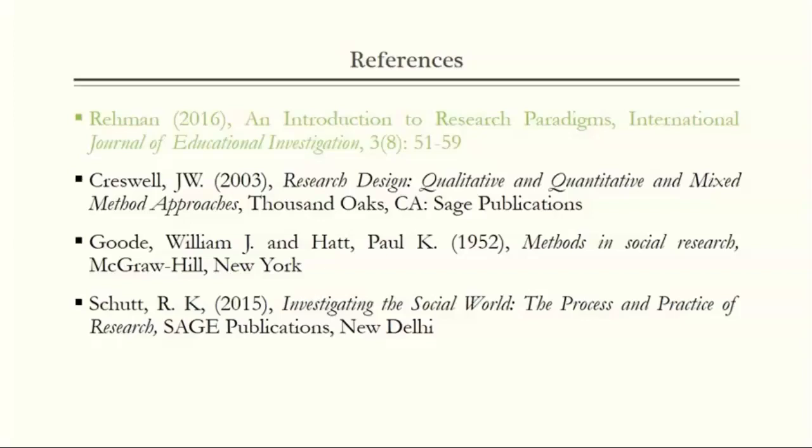You must be thinking why I'm referring to 1952, but this is one of the best books. If you can trace it out in your library, we have it in GNLU, you already have this book. And there is Creswell, a very popular name in the field of research methodology. He deals with quantitative, qualitative, and mixed methods. It's very popular, and you will find a lot of citations for his works. And a number of editions are there with his work.